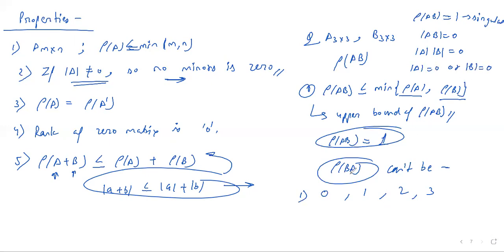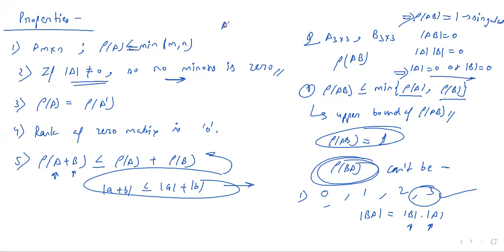Or for checking the condition for BA, the determinant of BA can be written as determinant of B times determinant of A. So from this we get that either the determinant of B is 0, or the determinant of A is 0. Okay, so the rank of the matrix BA can be 0, 1, or 2, but it can't be 3, because by this property we have determinant of A equal to 0 and determinant of B equal to 0.